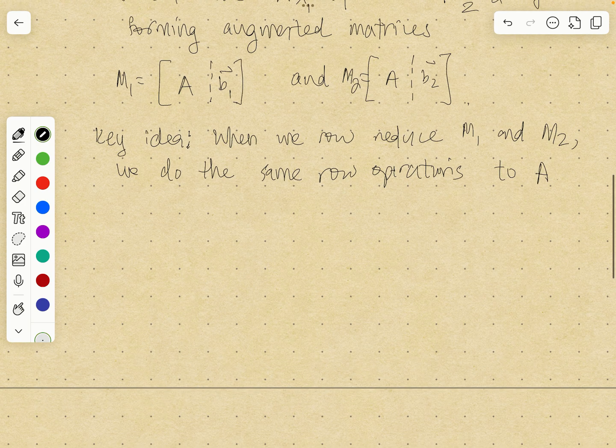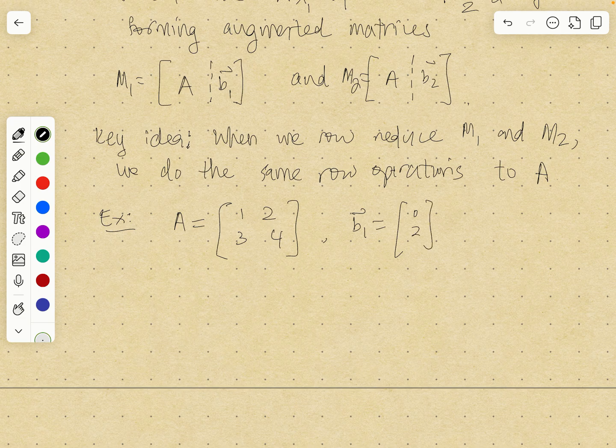Okay, let's just look at an example. Let's say that you have some simple 2 by 2 matrix A, where the first row is 1, 2, and the second row is 3, 4. And you have b1, which is 0, 2, and you have b2, which is 3, 1.